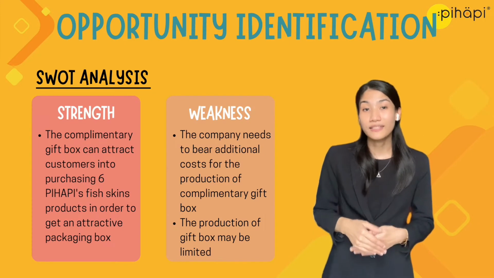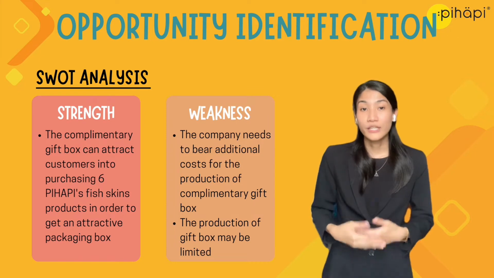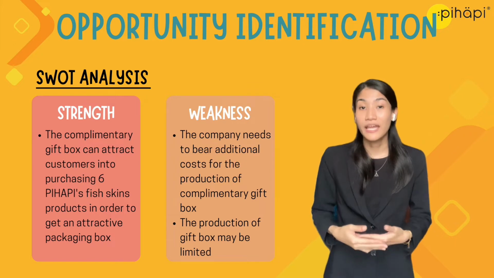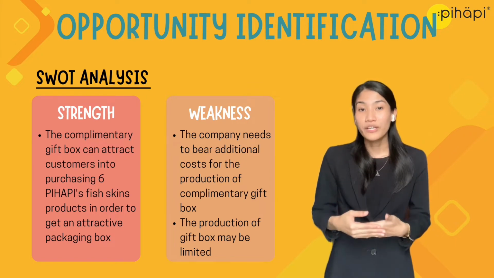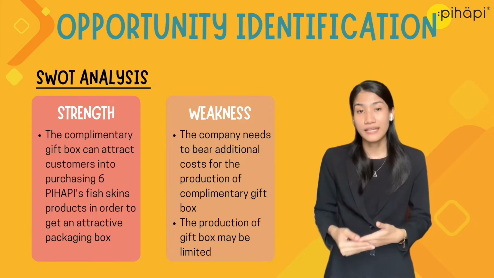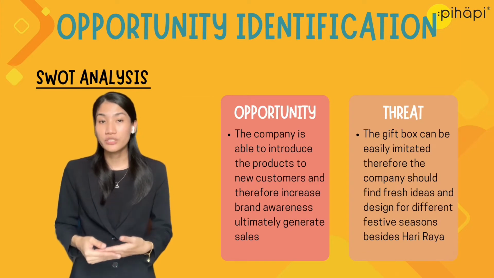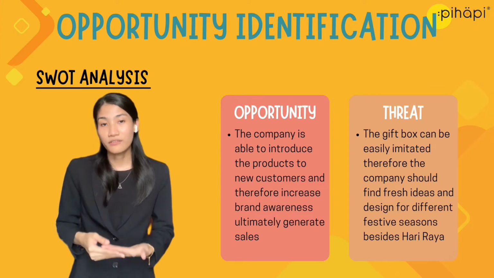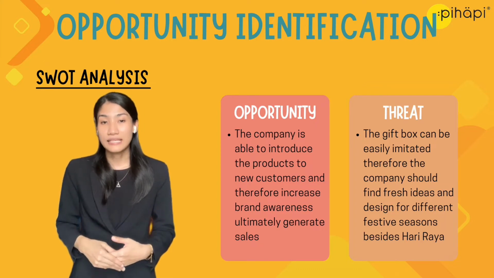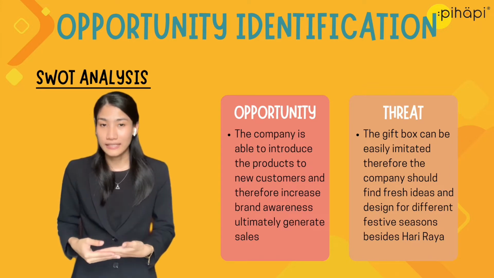Next, I will discuss the opportunity identification for the project by using SWOT analysis. For the strength, the complimentary gift box can attract customers into purchasing 6 Pihapi fishkin products in order to get an attractive packaging. For the weakness, the company needs to bear additional costs for the production of the complimentary gift box, and the production is limited. The opportunity is that the company will be able to introduce the product to new customers and therefore increase brand awareness, which ultimately generates sales. And lastly, the threat is that the gift box can be easily imitated. Therefore, the company needs to find fresh new ideas.